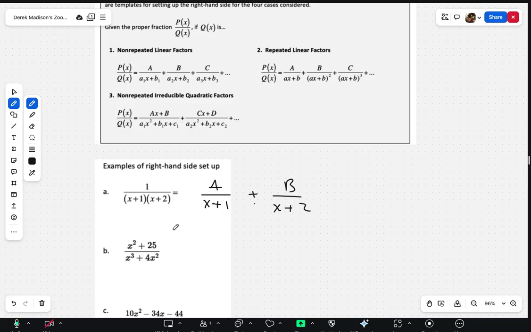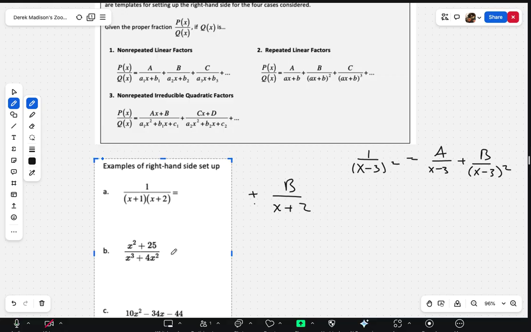For repeated linear terms, and we won't do one like this, but let me show it real quick over here. Let's say we had 1 over x minus 3 squared. That would set up to a over x minus 3 plus b over x minus 3 squared. And it'll make this one a little bit easier to see. But so it's a linear term, it's x minus 3. It happens to be squared, but that's the repeating piece.